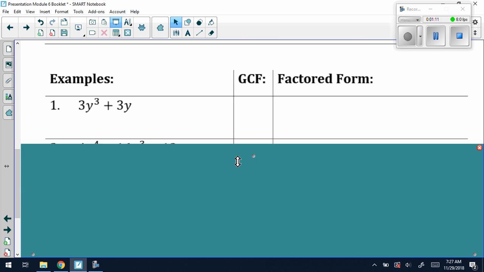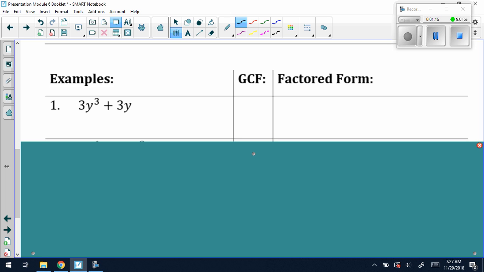Taking a look at our examples, we'll start with example 1. So we have 3y cubed plus 3y. Now for our coefficients, the 3's are common. So I'm going to start my GCF with a 3. And then for the y's, remember for the variable, you choose the smallest exponent, which is 1. So my greatest common factor here is 3y.